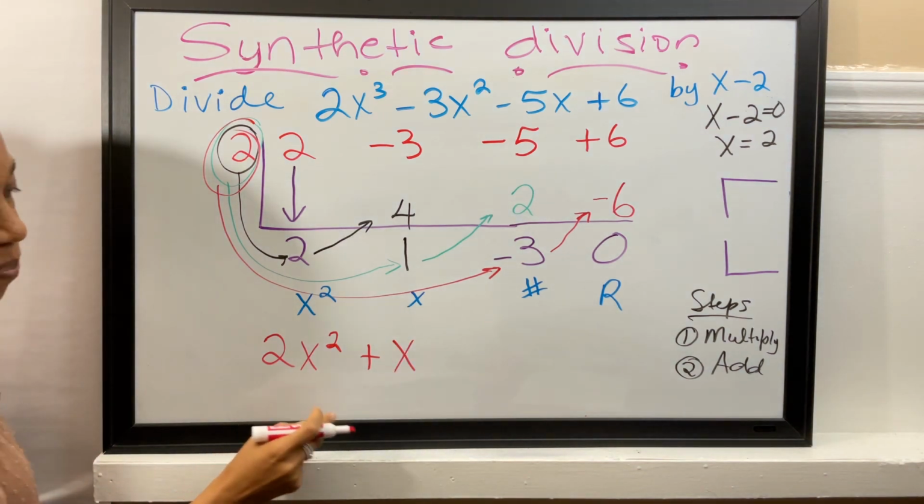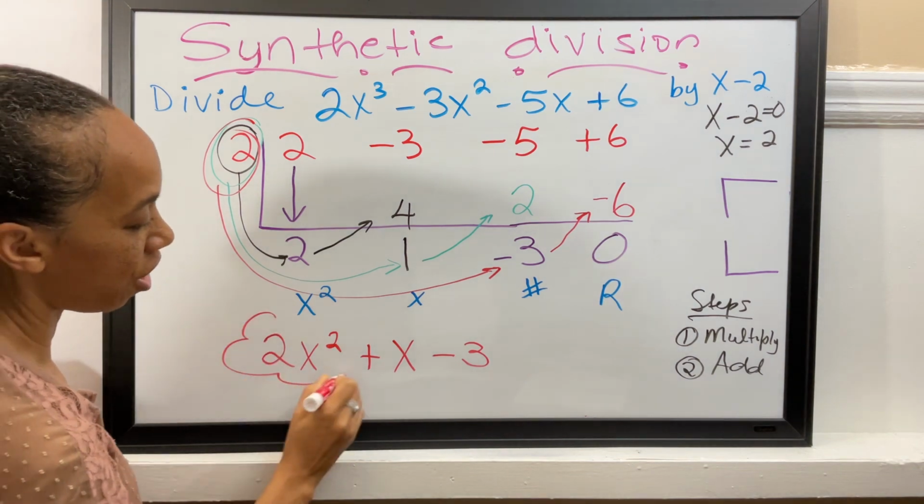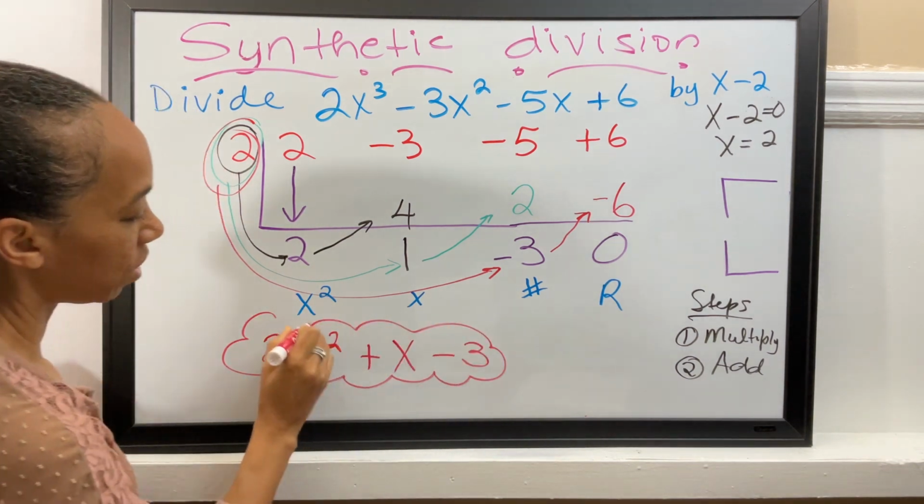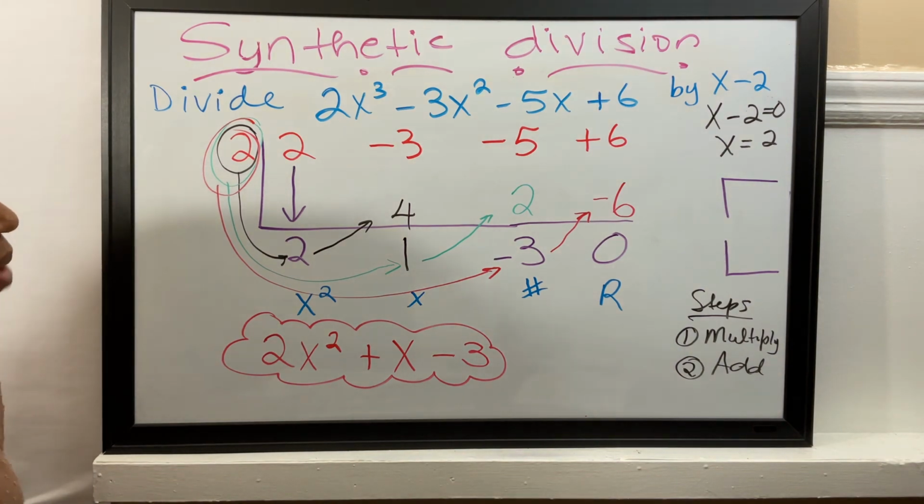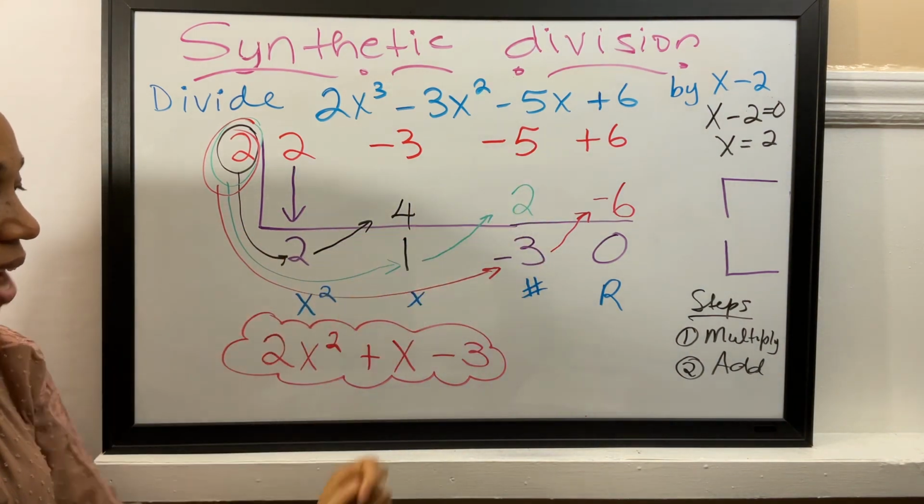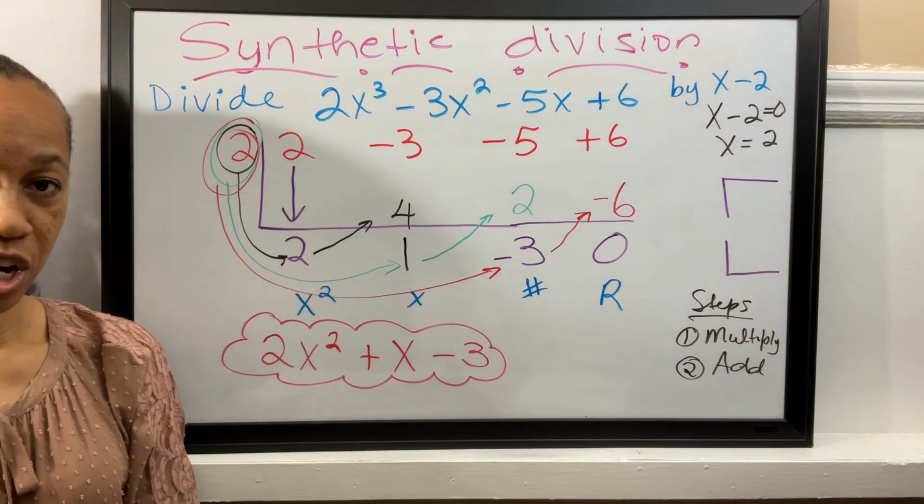So it's just simply plus x minus 3. And that is your quotient. All right? This is your quotient. You can go ahead and multiply it with your divisor, and that should bring you back to the original polynomial.